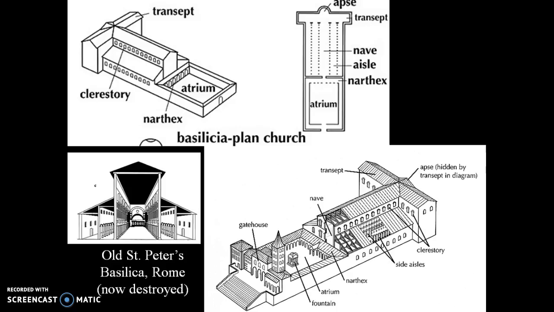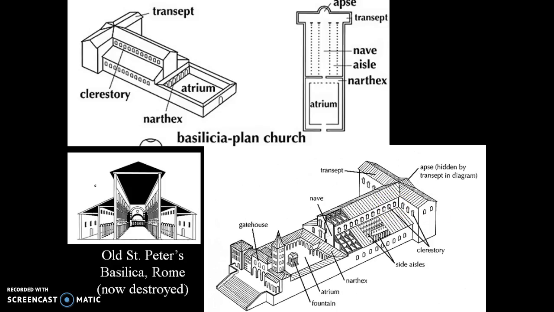They usually had high ceilings for the nave, and it separated the nave from the aisle. So this high ceiling is the nave, and then over here would be the side aisles. The nave is lit by windows along its upper story. This is called a clerestory.